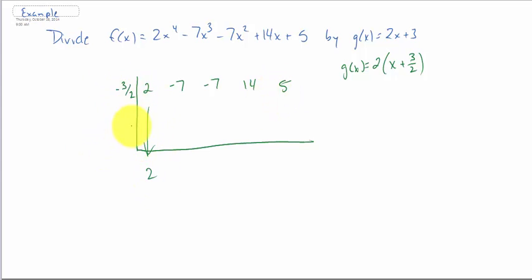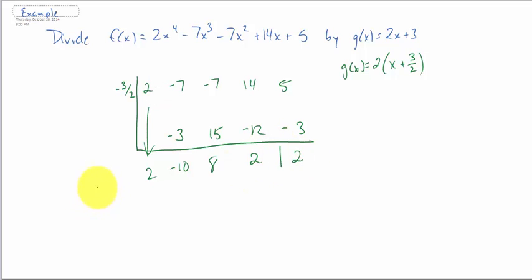We drop the 2 down, and now we multiply. Negative 3 halves times 2 is negative 3. And then we add, we've got negative 10. This is going to be positive 15. And then we're going to multiply by negative 3 halves again. So now we're adding, we get 8. Multiply by negative 3 halves, and we get negative 12. We add again, we get 2. Multiply by negative 3 halves, we get negative 3. So our remainder is 2.